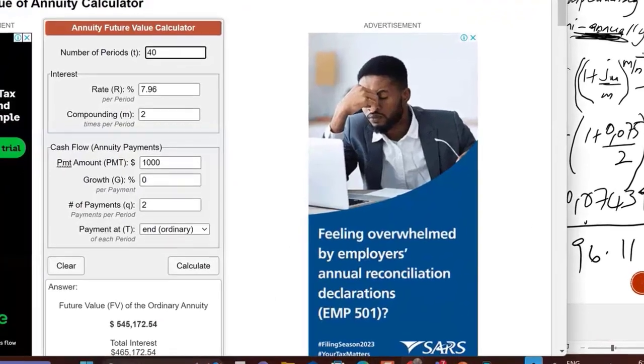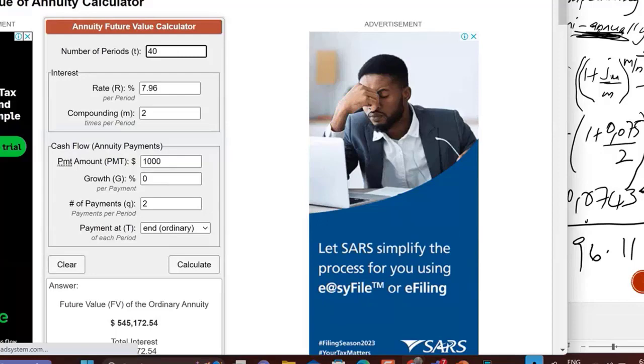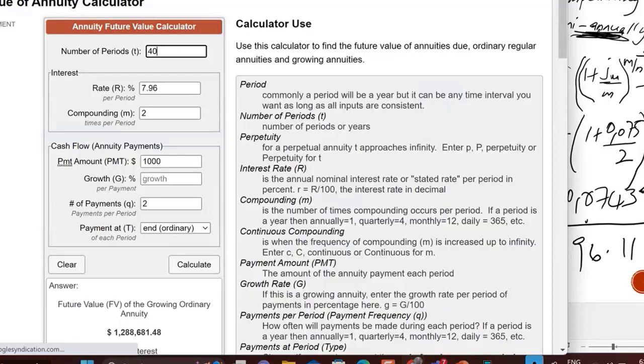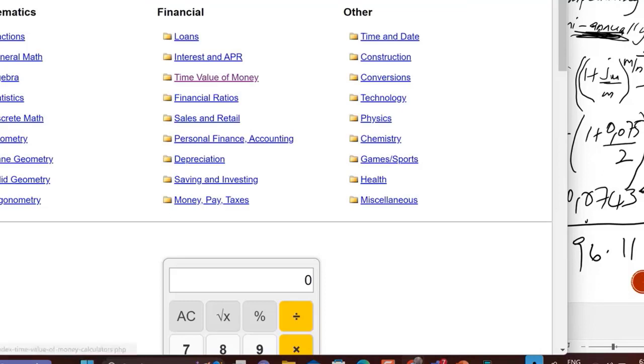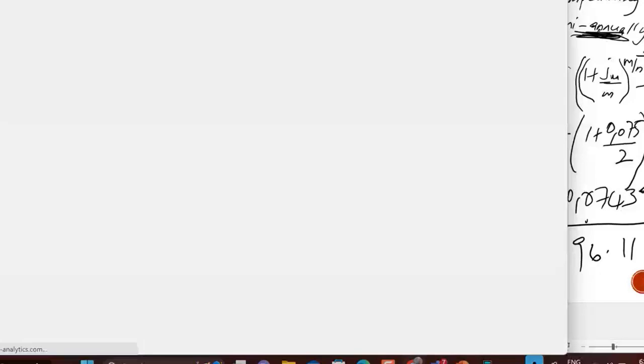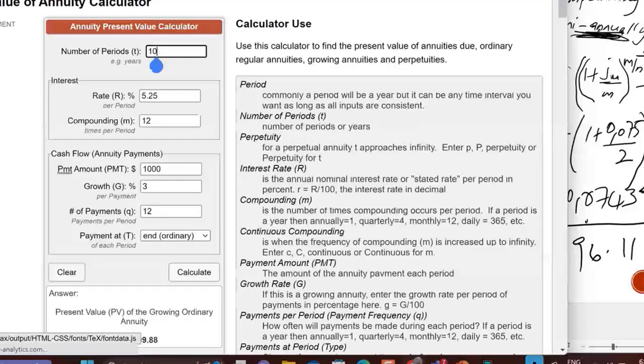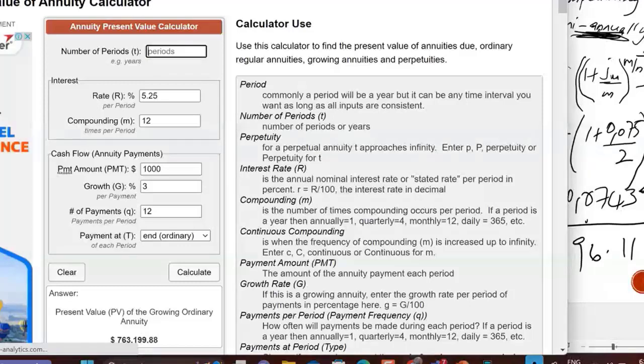I'm looking for a present value, so I'll go and look for my present value, because I don't want a future value. I want a present value. This is time value of money, and I'm looking for present value annuity. And then the number of payment periods, we said it is equal to 12.5. So I've got 12.5, and then the rate.